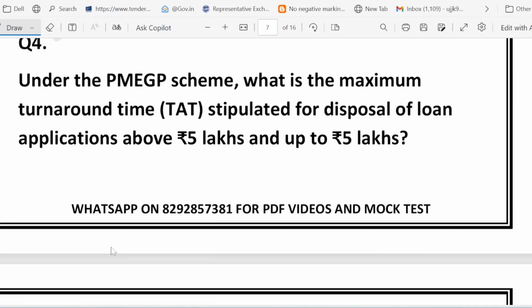Now friends, the next question is on your screen. Very good question it is. This question pertains to the PMEGP scheme. PMEGP is the Prime Minister's Employment Generation Programme. The question asks, what is the maximum turnaround time, we call it TAT, for disposing of loan applications under this scheme, above 5 lakh and up to 5 lakh?